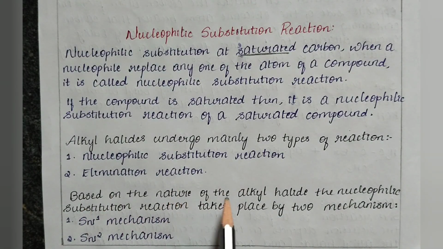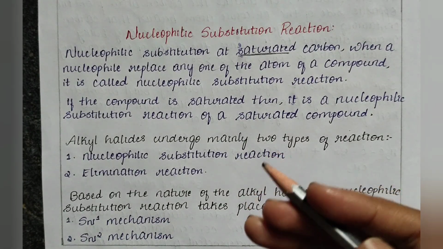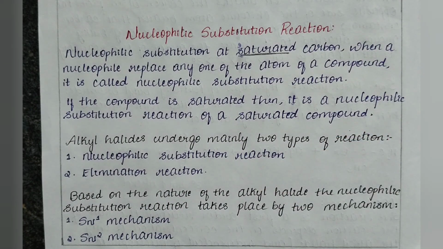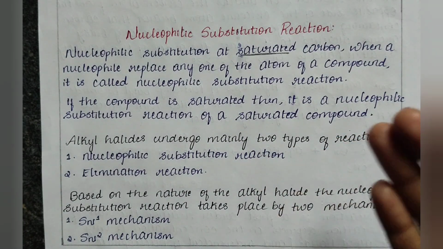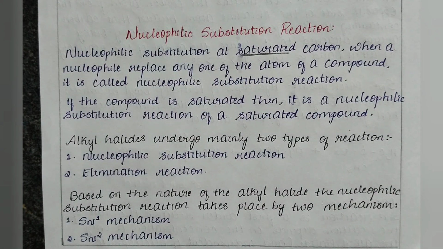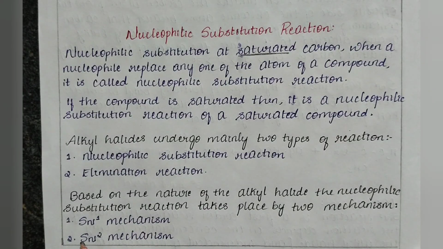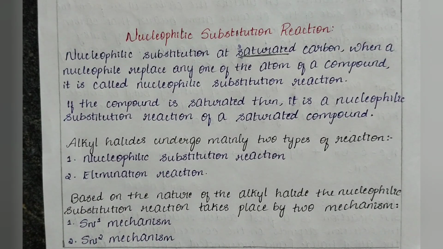Now, based on the nature of the alkyl halide, the nucleophilic substitution reaction takes place by two mechanisms. If any reaction is going on, there is a step-by-step process, and the representation of each step is called a mechanism. Usually the nucleophilic substitution reaction takes place in two mechanisms, that is the SN1 mechanism and the SN2 mechanism. SN1 stands for unimolecular nucleophilic substitution reaction, and SN2 is also called bimolecular nucleophilic substitution reaction.